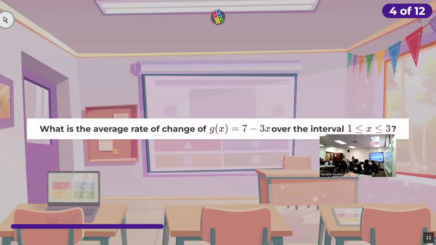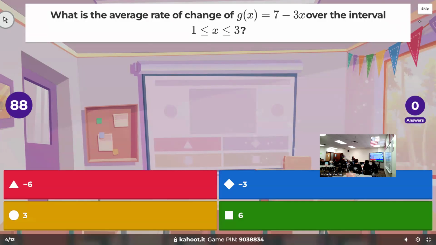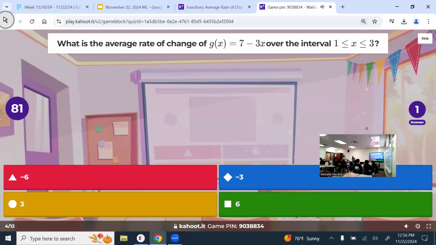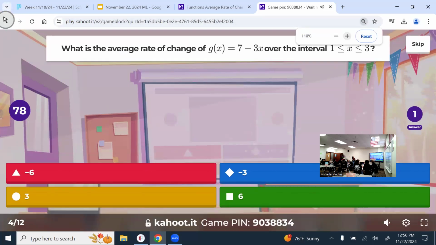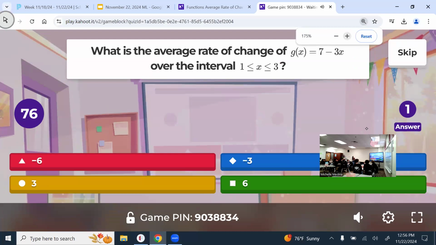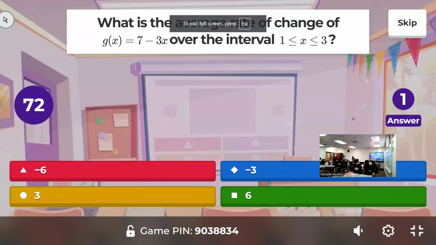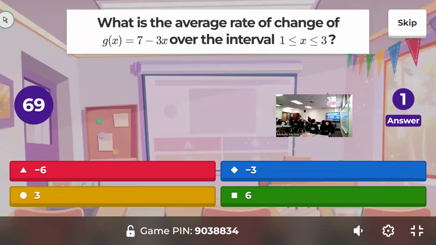All right, so what is the average rate of change of g of x equals 7 minus 3x over that interval? I'll make it bigger. Right, friendly reminder, take notes as you go. So once you put your answer in, take those notes.